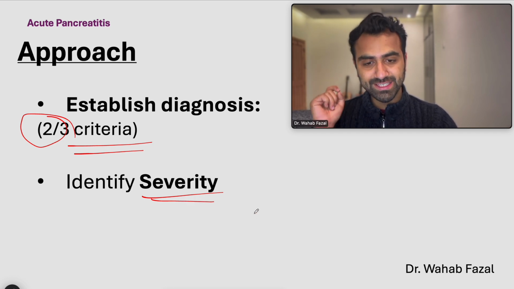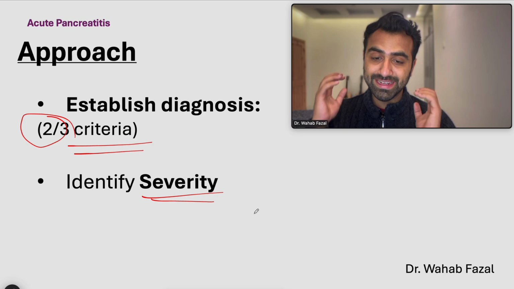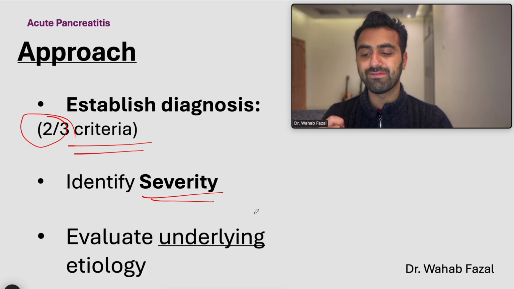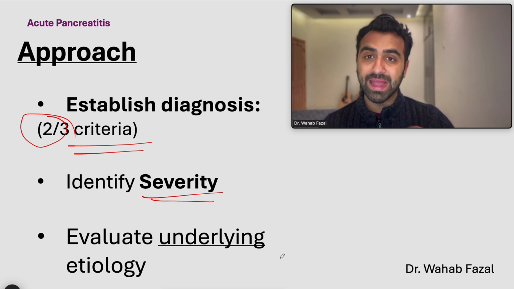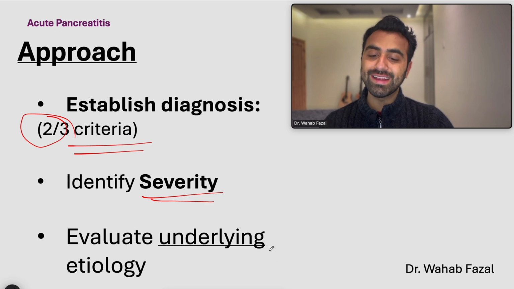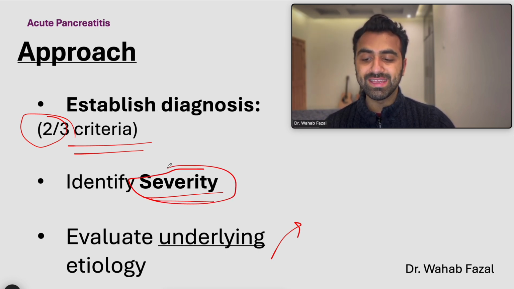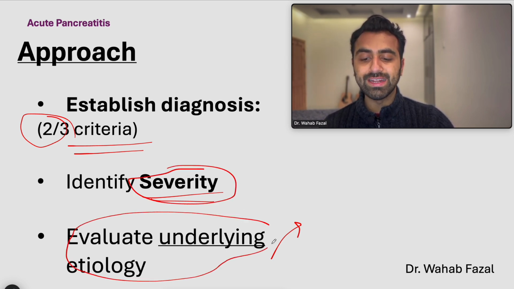You want to identify the severity of pancreatitis. Why? Because you want to treat this patient based on the severity of the inflammation itself. Then you evaluate the underlying etiology, and this goes back to those I GET SMASHED etiology causes. So you want to evaluate the underlying etiology and maybe treat it so you don't get recurrent pancreatitis. So for now, let us talk about identifying the severity. In my next video, I'll talk about evaluating and treating each particular etiology of acute pancreatitis.